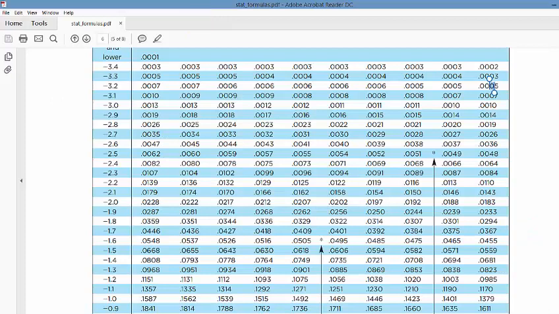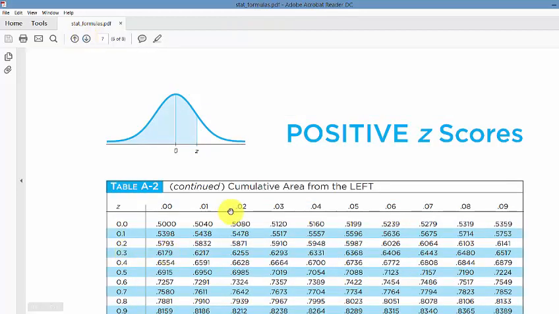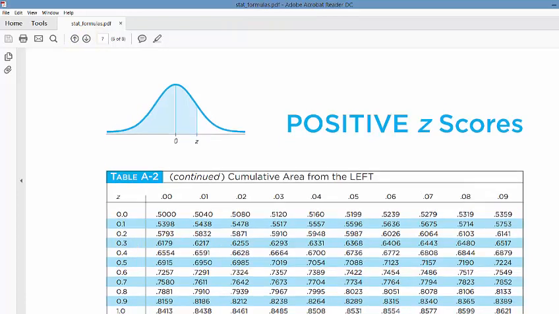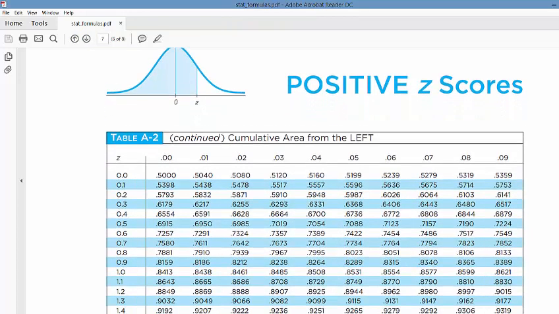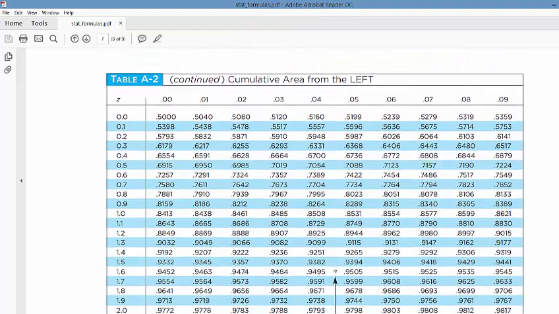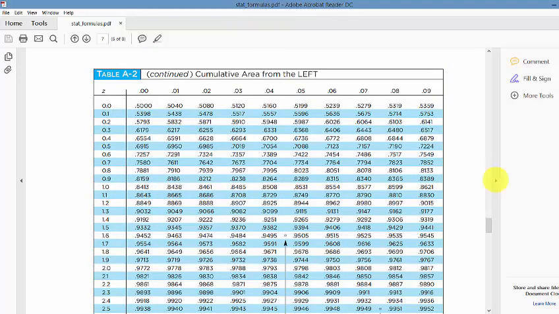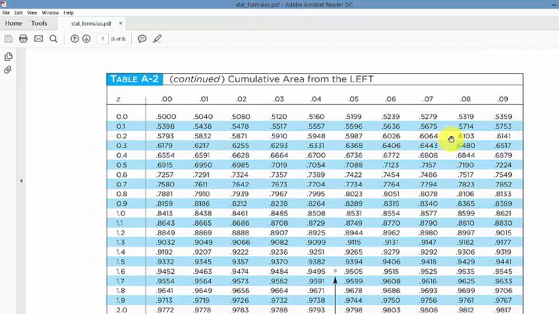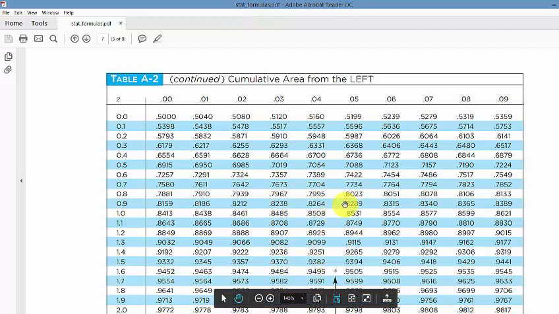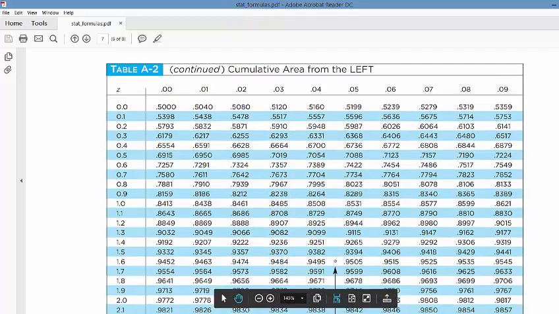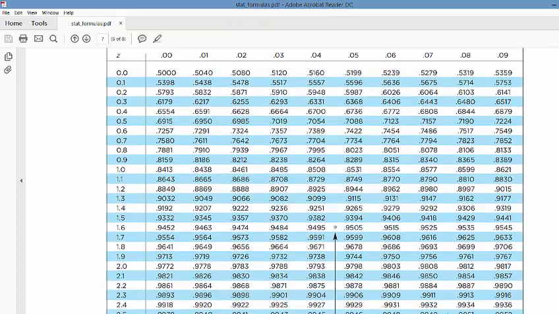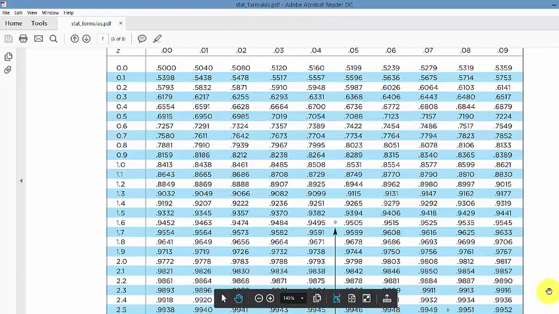So here is my table, and right now I have the negative side of the table up. I need the positive side, so here's my positive z table. What we're given is the probability or the area, so we're given the number that's inside of the table. We want to look at the inside of this table and find 0.95. It always takes me a minute to find them.